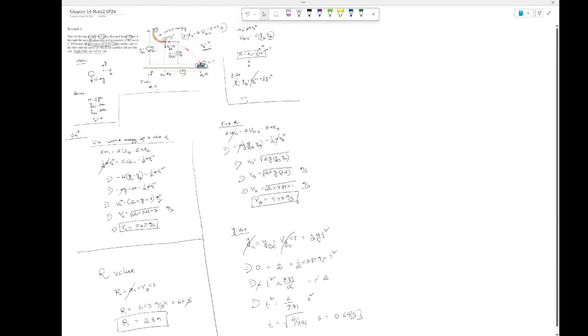Okay, so that's it from me today. Now let me do a quick recap. In this problem we use the work and energy equation twice to find the velocities VB and VC. All right, and we use the projectile equation one time, the y direction equation, to find the time t, and the x direction equation to find the value of R.